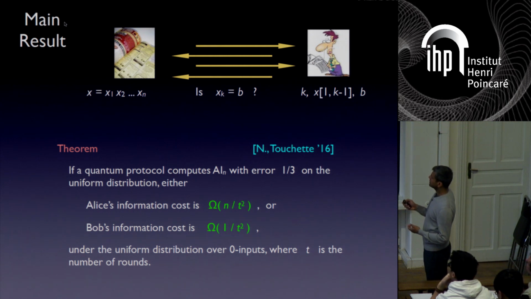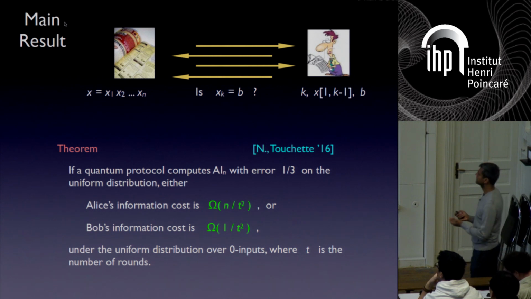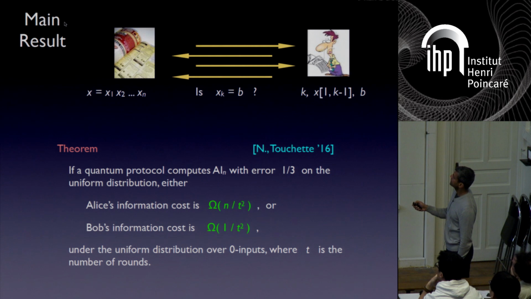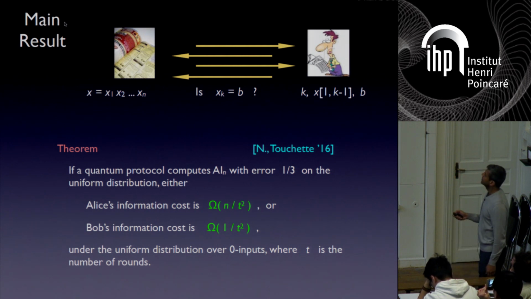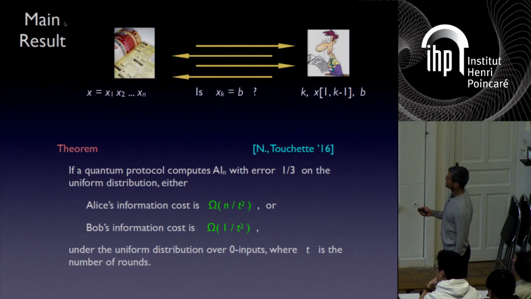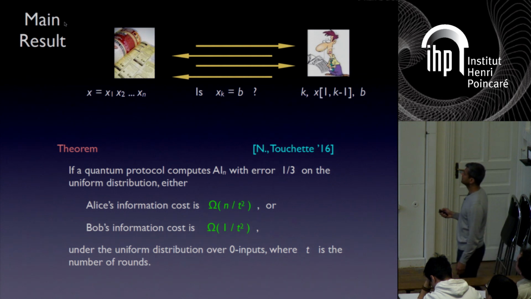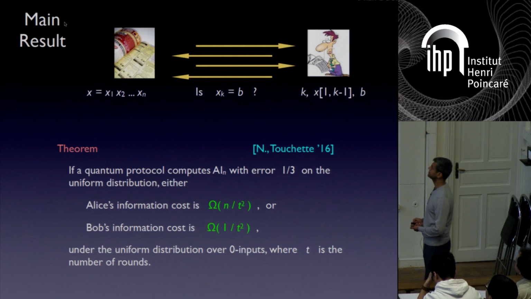So the main result, cast in terms of this notion of information cost, which was due to Dave Touchette back in 2014, is the following. Any quantum protocol for augmented index with error probability 1/3 on the uniform distribution over all the possible inputs has information cost at least n over t squared for Alice or 1 over t squared for Bob when you measure it with respect to 0 inputs, where t is the number of rounds in the quantum protocol.